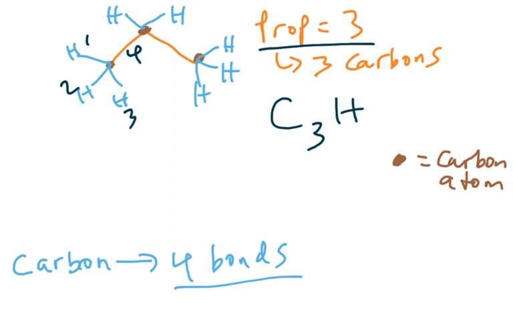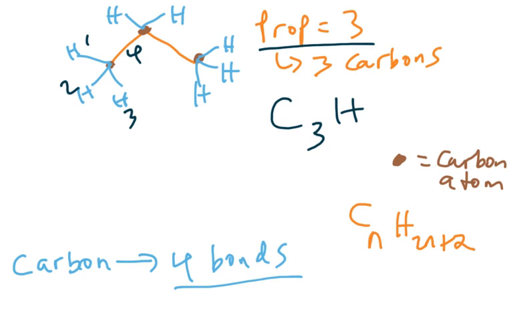So you did not need to know CnH2n+2 in order to figure this out. You just had to know the prefix, right? Prop is 3, and then you can just draw a 3 carbon chain, and then just fill in the hydrogens.